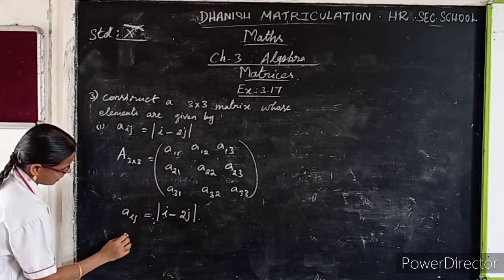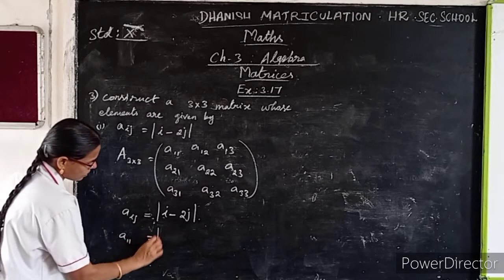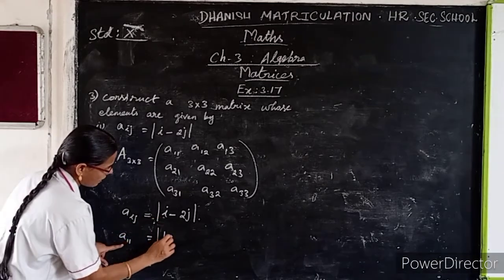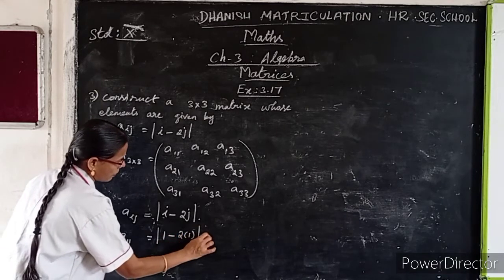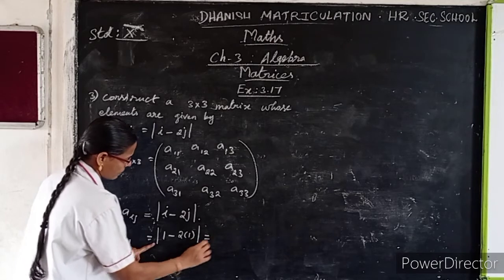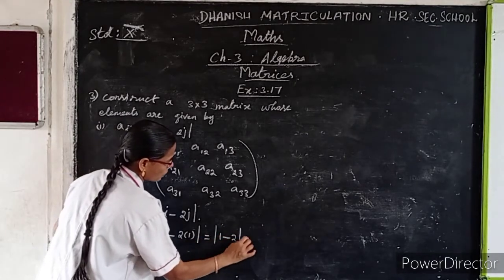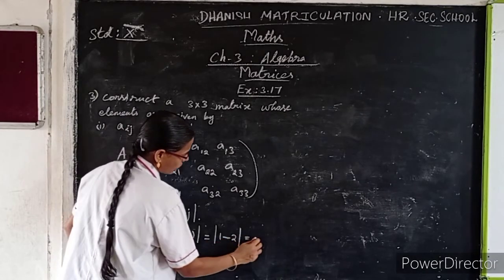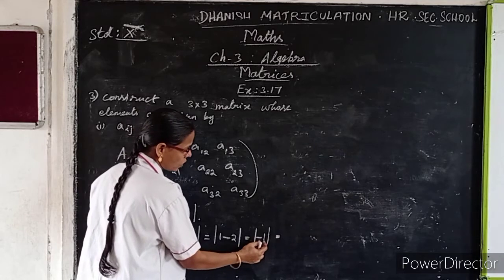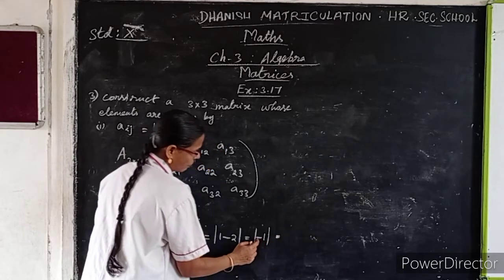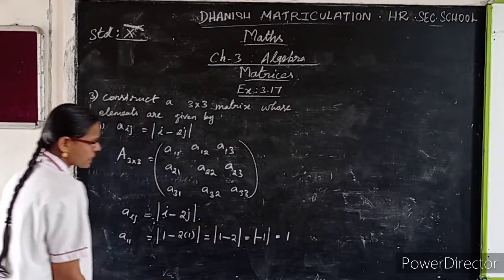First find A11. Here i is 1, j is 1. So substitute: i is 1, minus 2 into j, 2 into 1. This is the modulus symbol: modulus of 1 minus 2 ones are 2. Here 1 minus 2 is minus 1. This modulus means only take the absolute value. So minus 1 becomes plus 1. Modulus of minus 1 is plus 1.